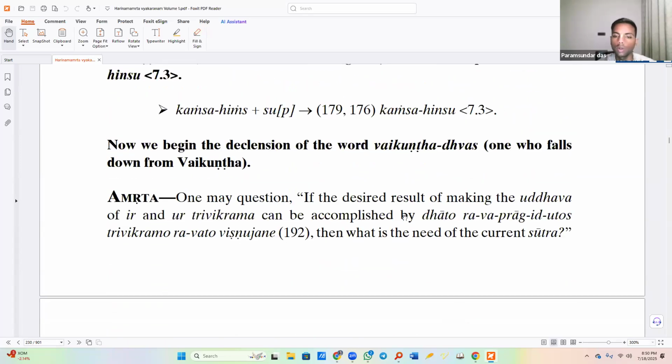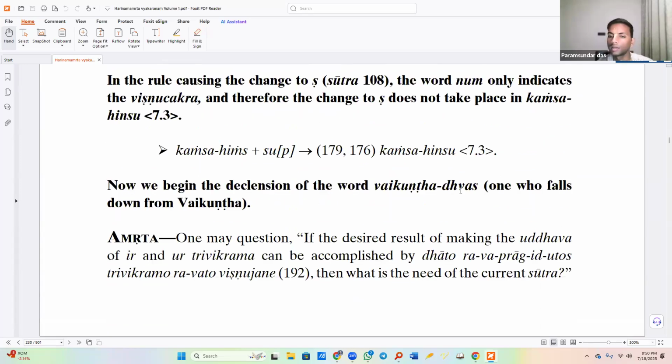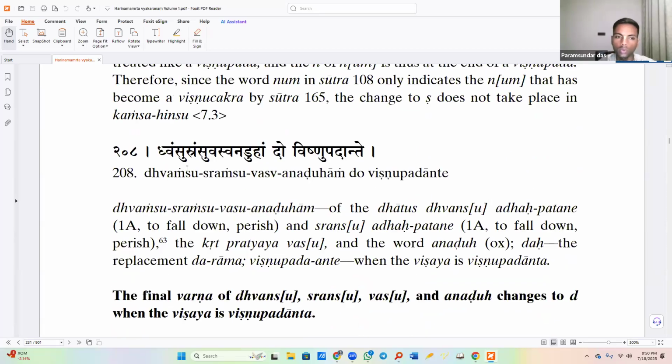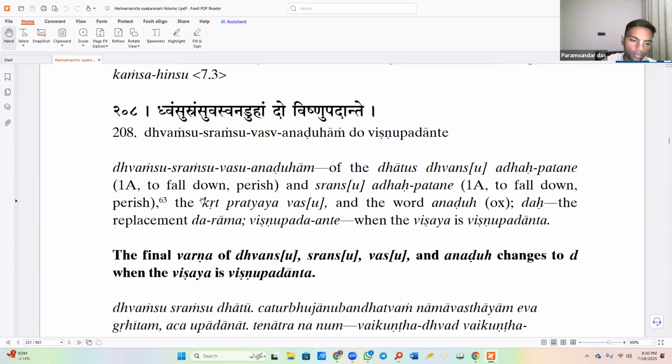Then the next word is Vaikuntha Dhvas. One who falls down from Vaikuntha. Vaikunthat Dhvasati, I believe. Dhvasati. So Vaikuntha Dhvas. Dhvangsu, Srangsu, Vaswana, Duham, Do Vishnu Padante. The final varana of these words, Dhvangsu, Srangsu, Vasu, and Anaduha, changes when the Vishaya is Vishnu Padanta.